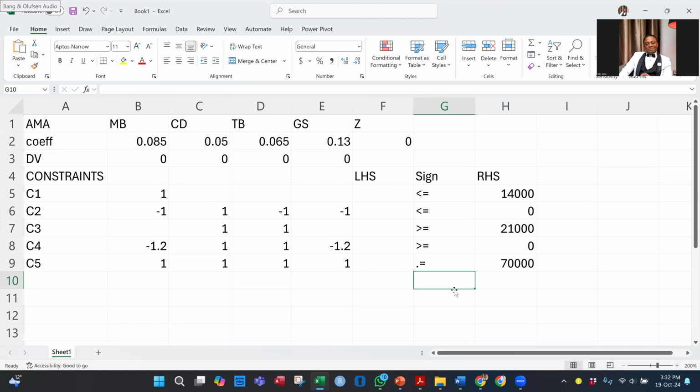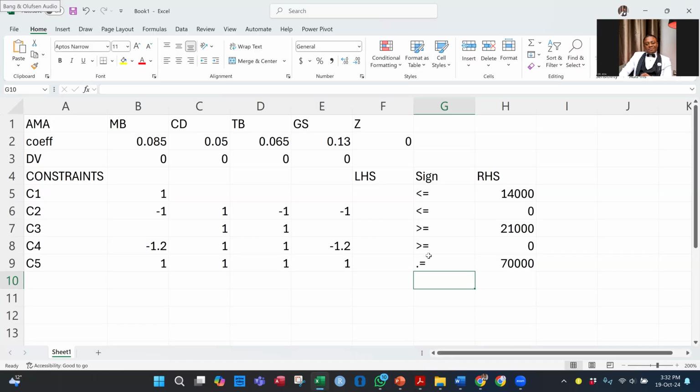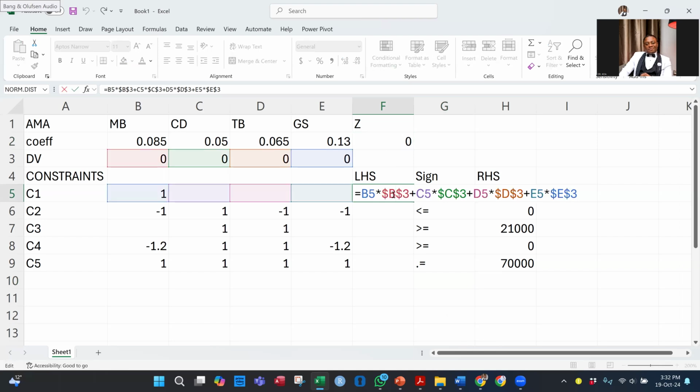The reason is that if you just bring the equal to as it is in the model, Excel will see it as a formula, and you don't want that. It's just for beauty. You are finished formulating. Now go and copy this one here, and paste it into the first constraint. When you double click, it should be collecting the values.